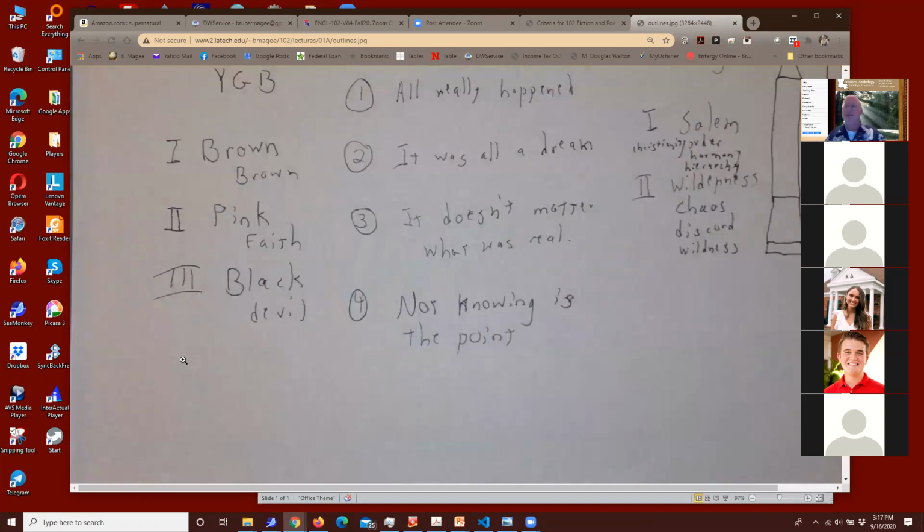One really easy outline to come up with is around the colors in Young Goodman Brown. Each major character has a color that symbolizes them. So Brown's color, well, that would be brown. Faith's color is pink, and the devil's color is black. And so you have an introduction paragraph and 3 body paragraphs.